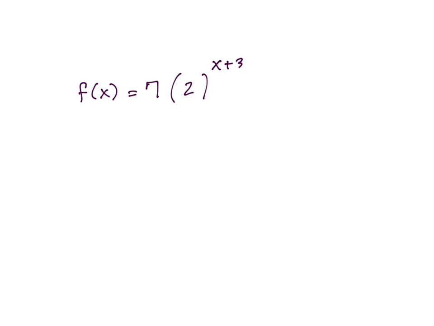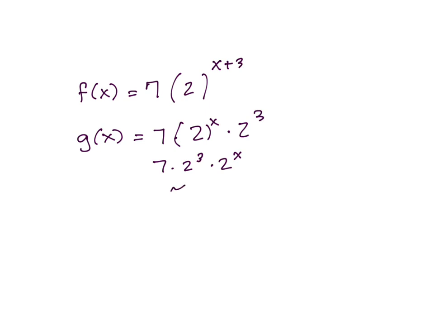If I were to rewrite this and find an equivalent expression, I might say g of x is equal to 7 times 2 to the x times 2 to the 3. When adding my exponents, I could have been multiplying like bases. So I'm going to have 7 times 2 cubed times 2 to the x, which would be 7 by 8. Now it's 56 times 2 to the x.